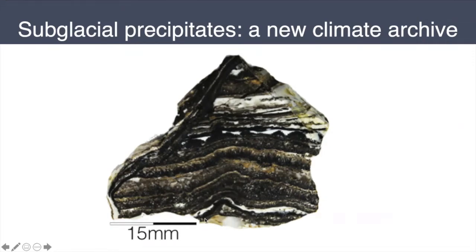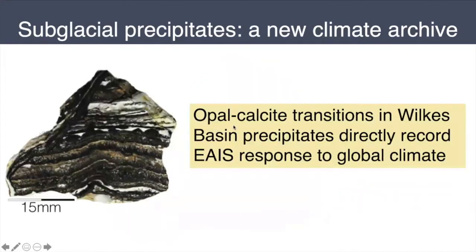And what you see in this sample are interbedded layers of white and dark. The white layers are opal, the dark layers are calcite. And the main observation of this talk will be that opal-calcite transitions in these precipitates are directly recording the East Antarctic ice sheet's response to global climate.